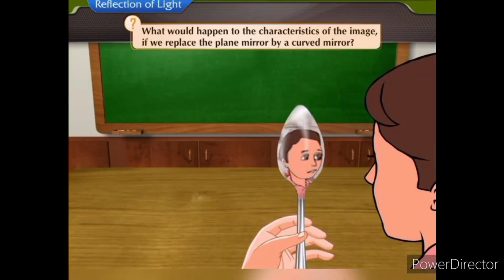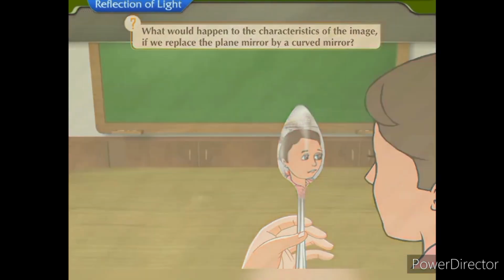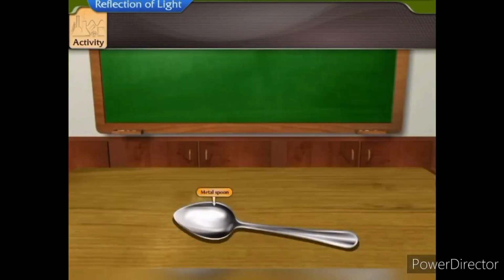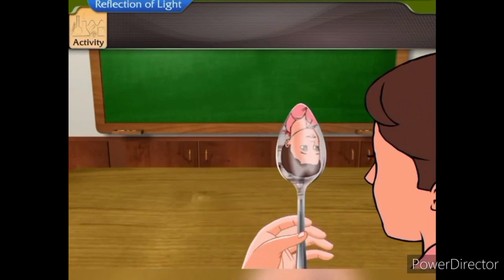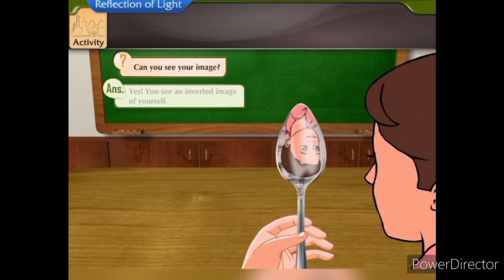What would happen to the characteristics of the image if we replace the plane mirror by a curved mirror? Let us perform an activity to find it out. Activity: take a large, shining metal spoon. Hold its inner surface closer to your face. Can you see your image? Yes, you see an inverted image of yourself.